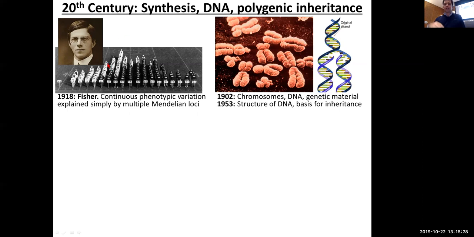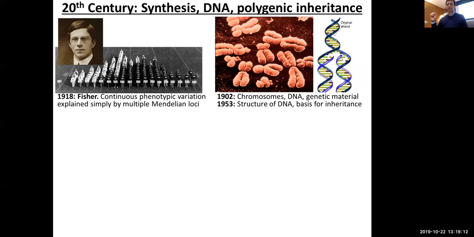That led to the models of genetics and polygenic inheritance that we still use today. Really, not much has happened in genetics since Fisher, I have to admit. But we eventually found the molecular basis of all that. In 1902, with microscopy techniques, we could start recognizing chromosomes and DNA, the material that makes your cells look cloudy, and the concept of a genetic material. But it wasn't until 1953 that the structure of DNA was resolved, and it was clear that it formed the basis of inheritance.